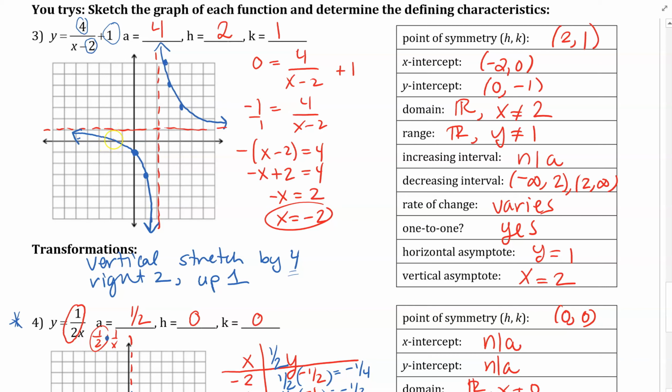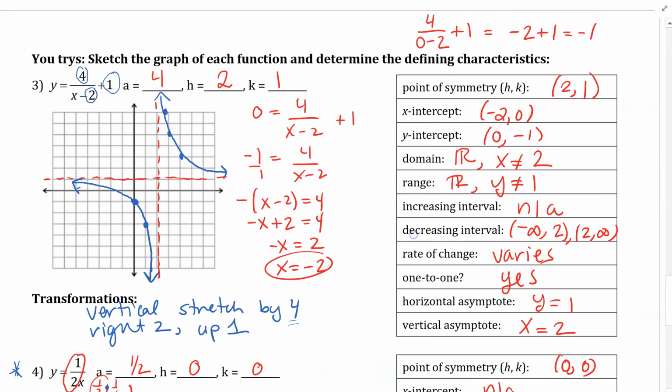Looks like it's hitting the x-axis around negative 2. For the y-intercept, you can plug in 0 for x and just simply evaluate. 4 divided by negative 2 is negative 2, plus 1 is negative 1. And you can see that point is right here on our graph as well.